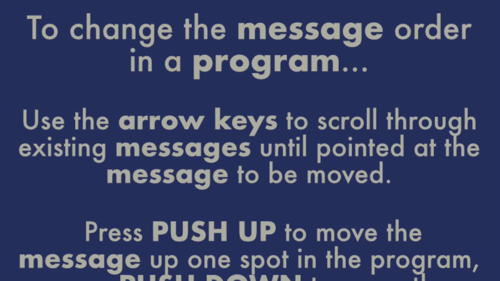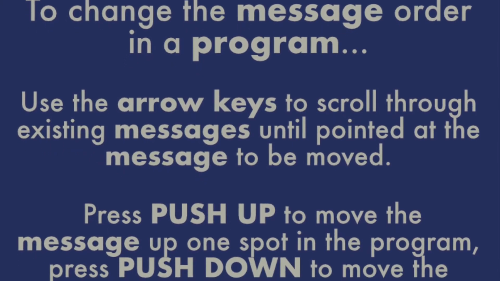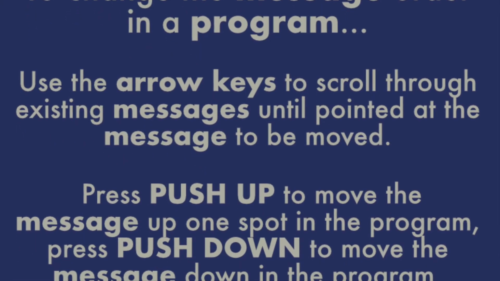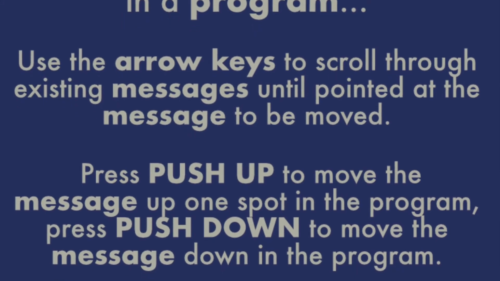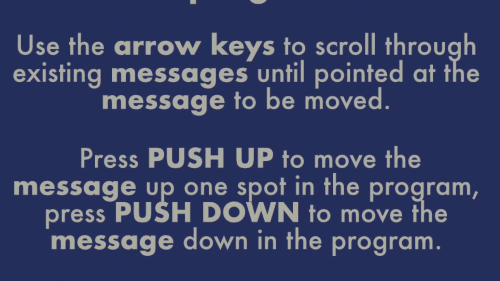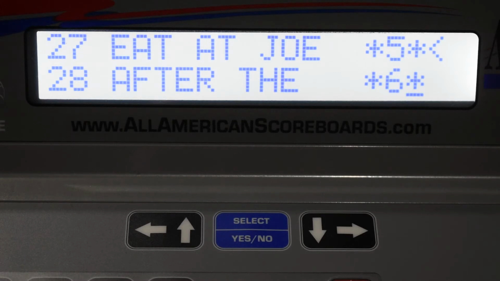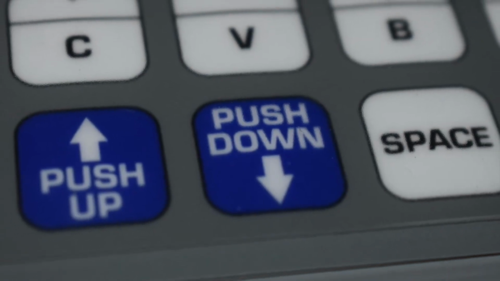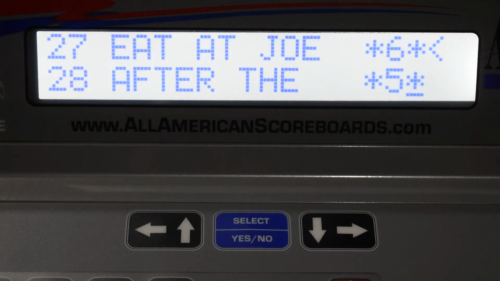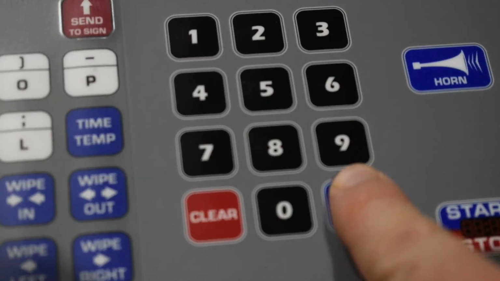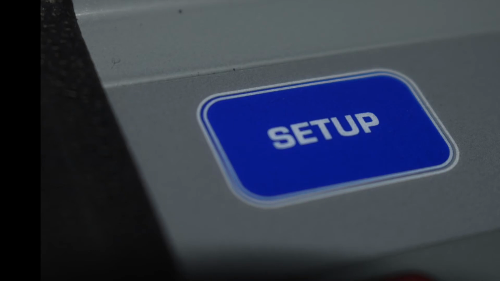So to change a message in a program, you want to use the arrow keys to scroll through the existing messages until pointed at the message to be moved. Press push up to move the message up in the program, and press push down to move it down. You can see here that eat at Joe's is number 5, and after the game is number 6. We want to use the push down button, that's a transitional button, to move that eat at Joe's from 5 to 6. Once we're done moving things around, press the enter key to exit out of that feature.